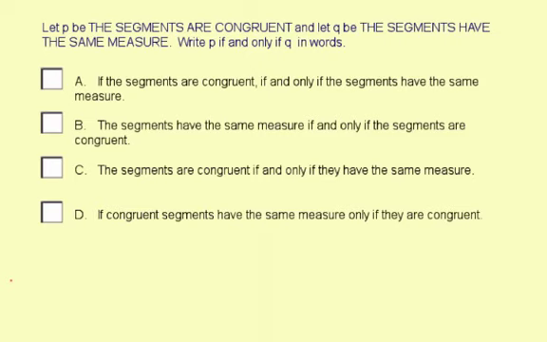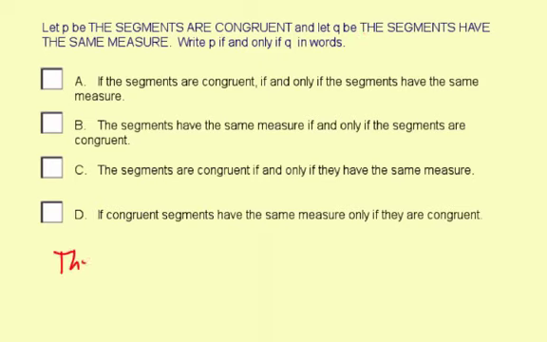Let P be the segments are congruent, and let Q be the segments have the same measure. Write P if and only if Q in words. So we're going to have P if and only if Q, and we're going to substitute the segments are congruent for P, and the segments have the same measure for Q.